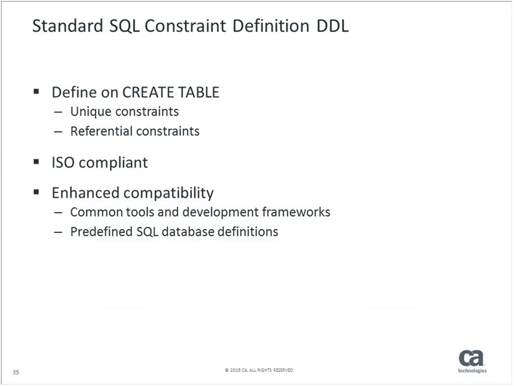Things like Hibernate, if you're using things like Hibernate or the Java persistence architecture, there's one mode of that where you can define your objects in Java and then generate a relational database definition from that. Well, currently our DDL was not compatible with that because our constraint definition was a separate statement. This would solve that problem. And furthermore, if you're using tools that have predefined SQL databases that you need to define to IDMS, this will go a long way towards providing compatibility with those.